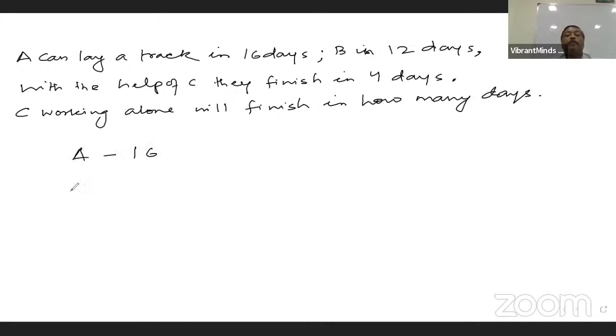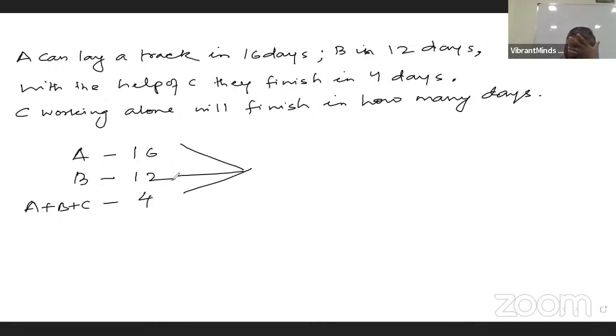Now see, A is taking how many days? 16 days. B is taking how many days? 12 days. And A plus B plus C is taking how many days? 4 days. So the LCM of 12 and 16: 16 1 is 16, not divisible by 12; 16 2 is 32, not divisible by 12; 16 3 is 48 and 12 divides it. So 48 units. Total unit of work is 48.